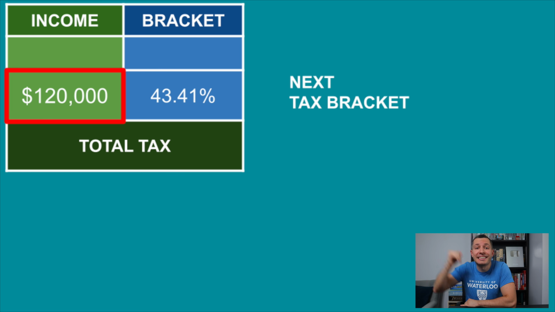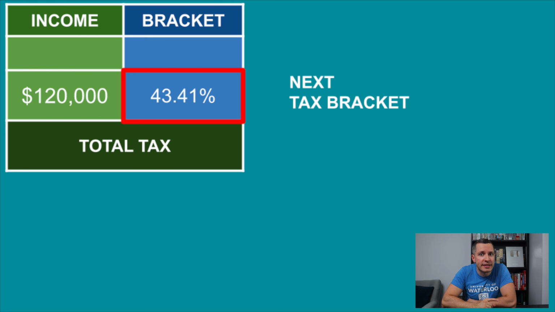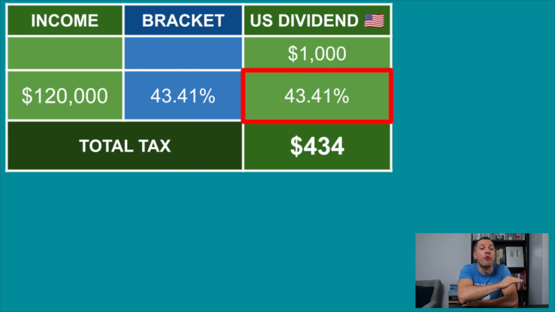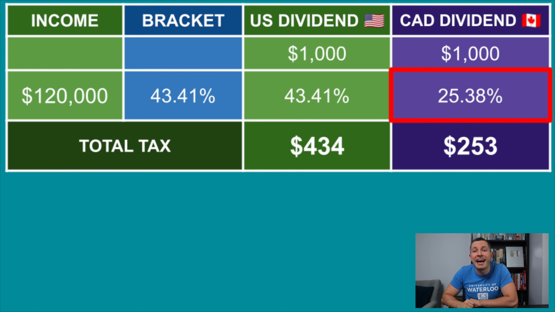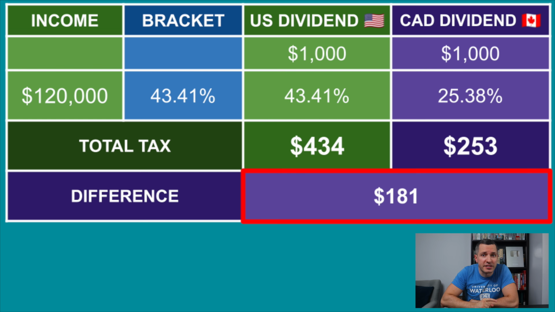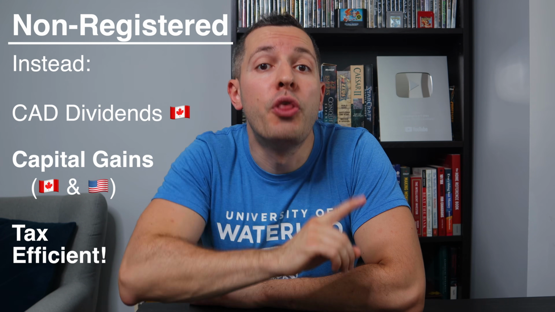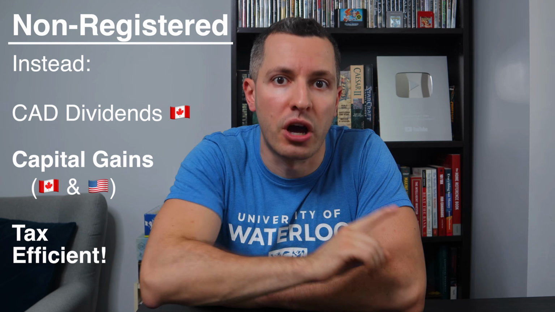Let's bump up to the next tax bracket with a salary of $120K. Now our marginal tax rate is 43.41%. If we get US dividends, we pay 43.41% of that in taxes. Canadian dividends are only taxed about 25%. Don't make this mistake. I avoid holding US dividends in my non-registered account. Why throw away 30 or 40% of that income to taxes? Instead, I focus on Canadian dividends and capital gains, both Canadian and US. Those are far more tax efficient in a non-registered account.